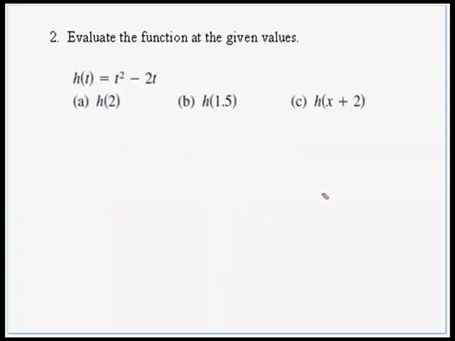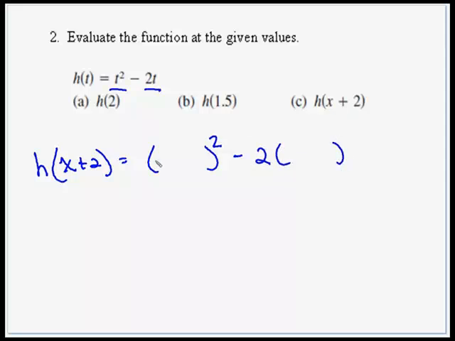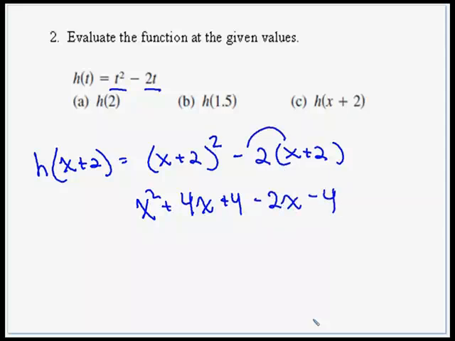Alright, and the last one, we're going to have a variable in our final answer, h of the quantity x plus 2. So we're going to replace, we used to have t squared minus 2t, that was something squared minus 2 times the same something. And now that something is this quantity x plus 2. So let's simplify this also. Let's square this binomial, x plus 2 quantity squared. That's going to be x squared plus 4x plus 4. And then we distribute the minus 2. Minus 2x minus 4.